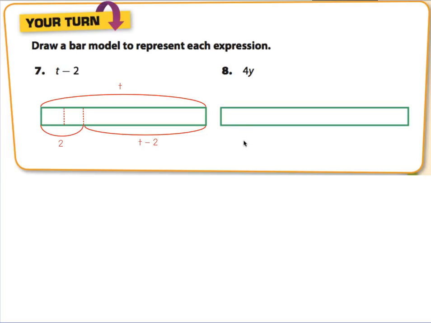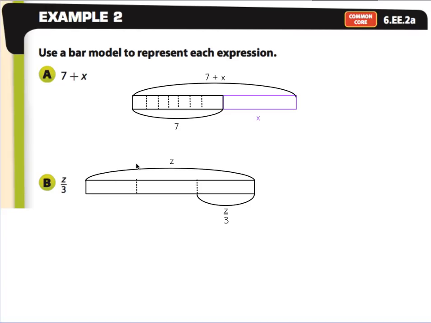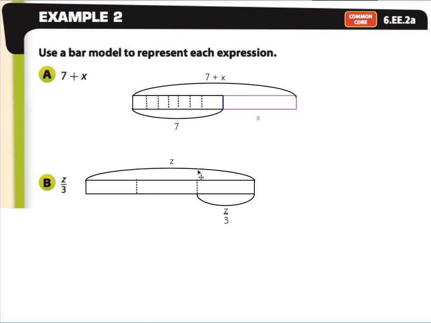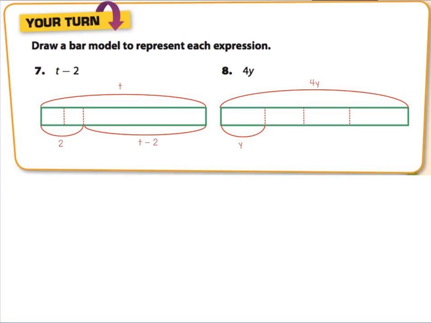For number 8, I have y. From here to here is y. I want 4 of them, so I split it into 4. 1, 2, and then that's all 4. And so from here to here would be 4 times y. Since this part right here is only y, that's why this whole thing is 4y. Whereas here, the whole thing was z, so this was z divided by 3. Right? Small part is y, big part is z. That's where the difference comes in.